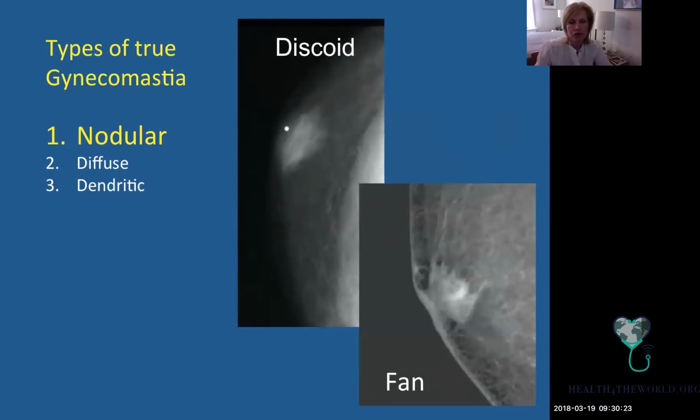So we'll begin with the nodular type of gynecomastia, and we use several words to describe this. They're merely descriptive words. We talk about discoid nodular gynecomastia. Looks like a little disc here, a little spaceship kind of shape. This is a fan-shaped gynecomastia of the nodular type, and you can see both of these are characterized by a concentrated density right under the nipple.